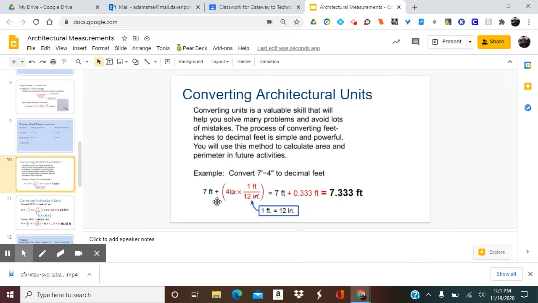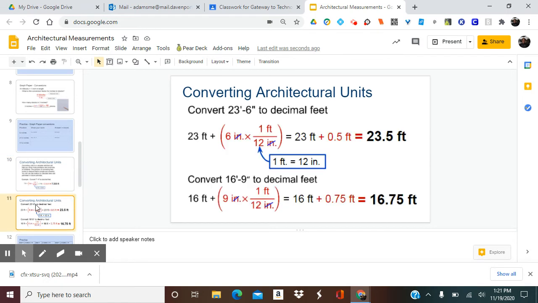Okay, 7 feet. My feet is always going to be my whole number, regardless. The inches is always going to be your decimal. If you remember that, then that'll help out a lot. So 4 inches, all right, and then 1 over 12. So basically I'm dividing 4 by 12. Right? So 4 divided by 12 is 0.333. All right, this is just another example.